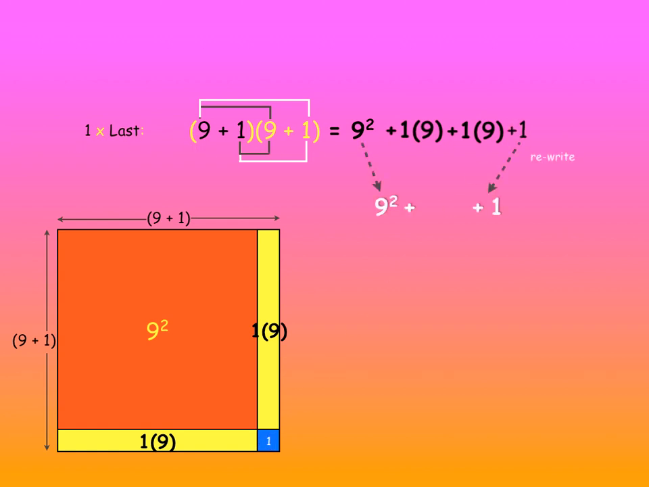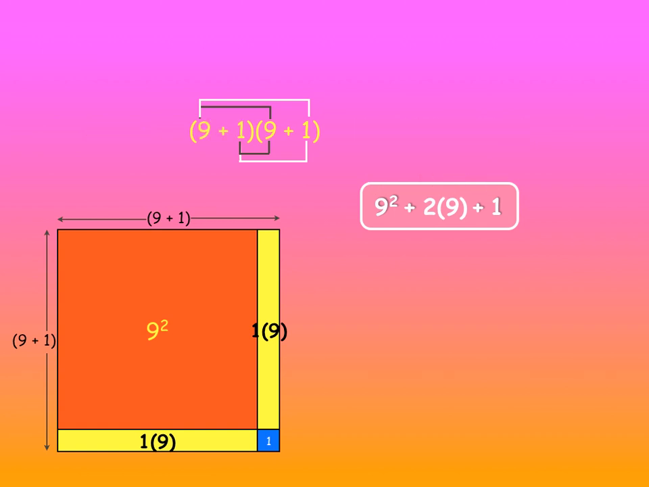Rewrite. Combine like terms. 9 squared plus 2 times 9 plus 1. Let's multiply 9 plus 1 times 9 plus 1. It equals, or is the same as, 9 squared plus 2 times 9 plus 1.